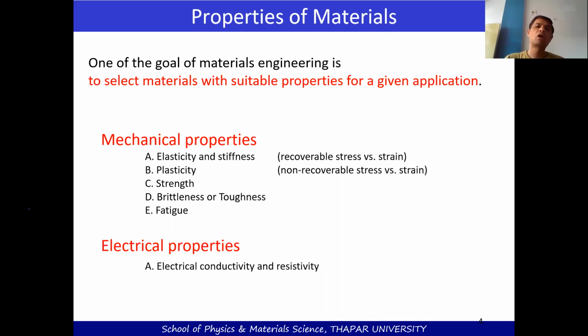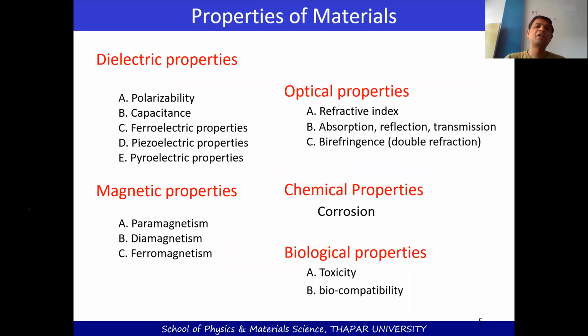Then we will talk about the electrical properties of the material, where the focus will be on electrical conductivity and resistivity. We will discuss the dielectric properties of the material. The dielectric materials are the ones that go into the manufacturing of your capacitors. To define any dielectric, the important physical parameters are their polarizability, their capacitance, and the ferroelectric, piezoelectric, and pyroelectric properties. We are going to study them in detail when we talk about the dielectric class of materials in our 5th unit.